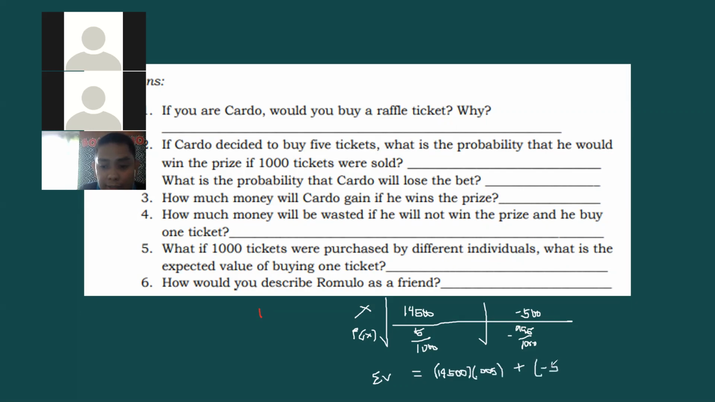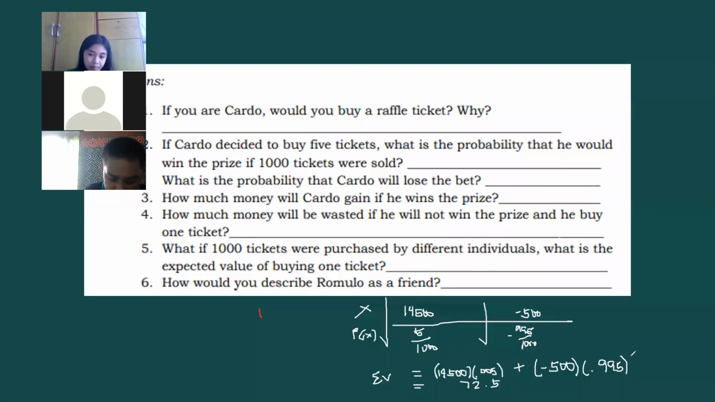negative 500 times 0.995. So that is 995 divided by 1,000 is 0.995. So let's compute for this. So we have 14,500 times 0.005. That will be 72.5.